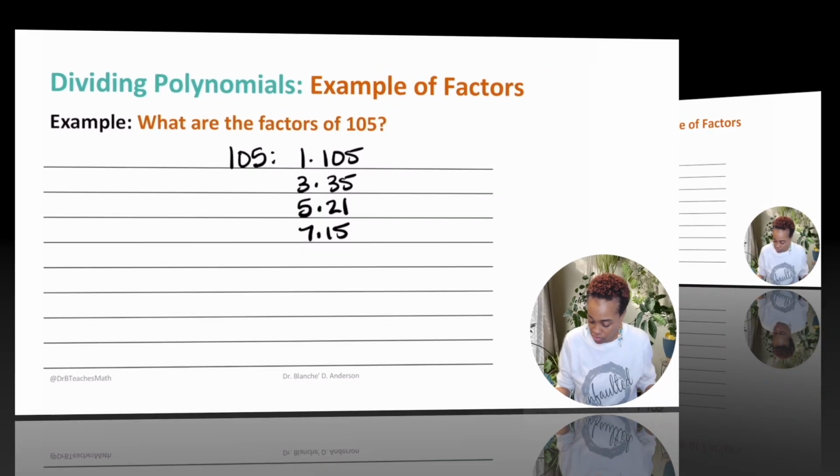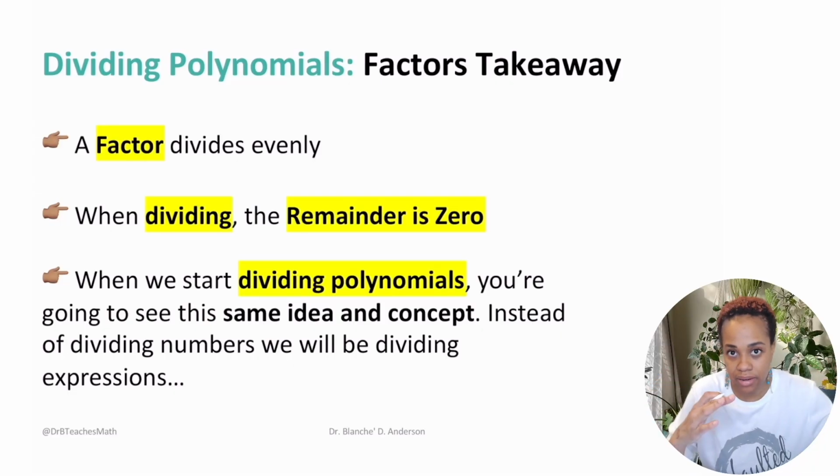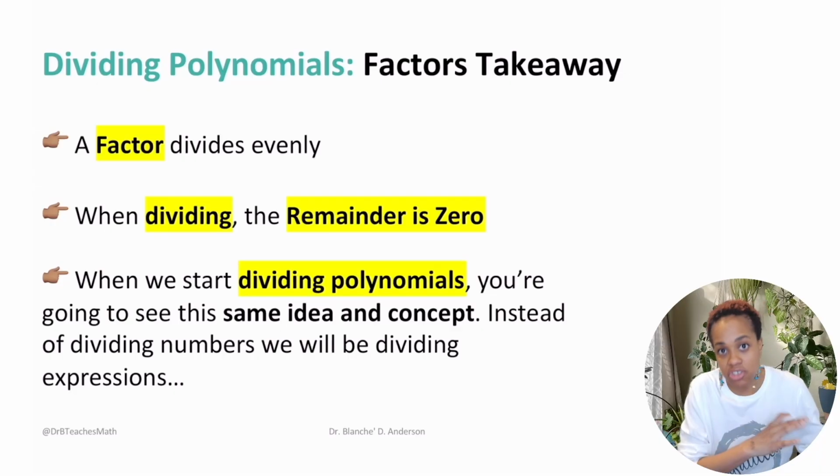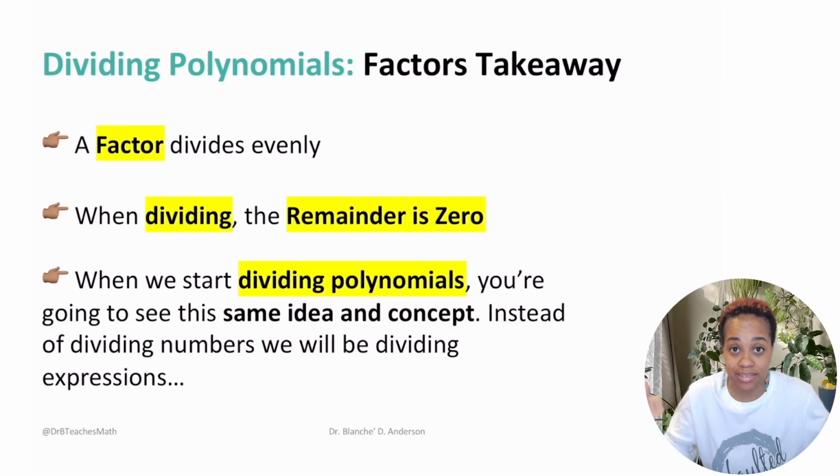So again, the factors are the numbers that you multiply together to get that number. It divides it evenly. The remainder is 0. We'll say there is no remainder. You say the remainder is 0. So when we start dividing these polynomials, it's going to be the exact same concept. You're going to be dividing polynomials and hoping you get a remainder of 0, because if you get a remainder of 0, that means that the polynomial you divided it by is a factor.